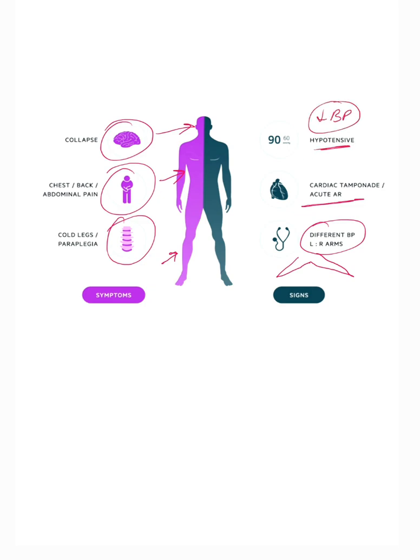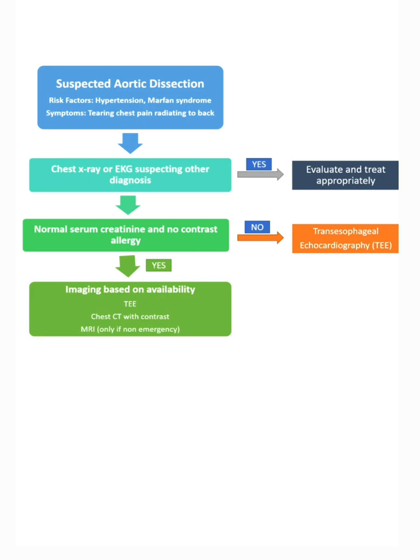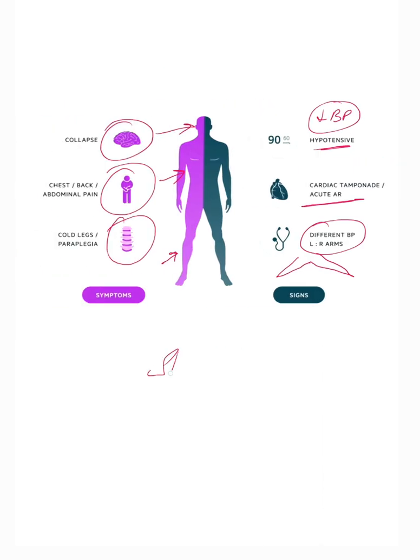Complications of aortic dissection include stroke, mesenteric ischemia, myocardial ischemia, etc. And rarely, the rupture of this aortic dissection leads to hemorrhage into a body cavity, like retroperitoneal hemorrhage or pericardial rupture. Here is a flowchart showing how to proceed with the diagnosis of an aortic dissection.